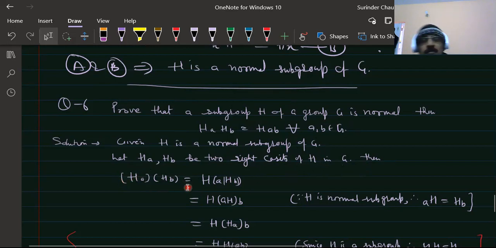Then Ha into Hb is equal to H(aH)b, because H is normal. So Ha Hb becomes H a H b, which is equal to H (aH) b. So Ha equals aH, that is the right coset, because it is normal.